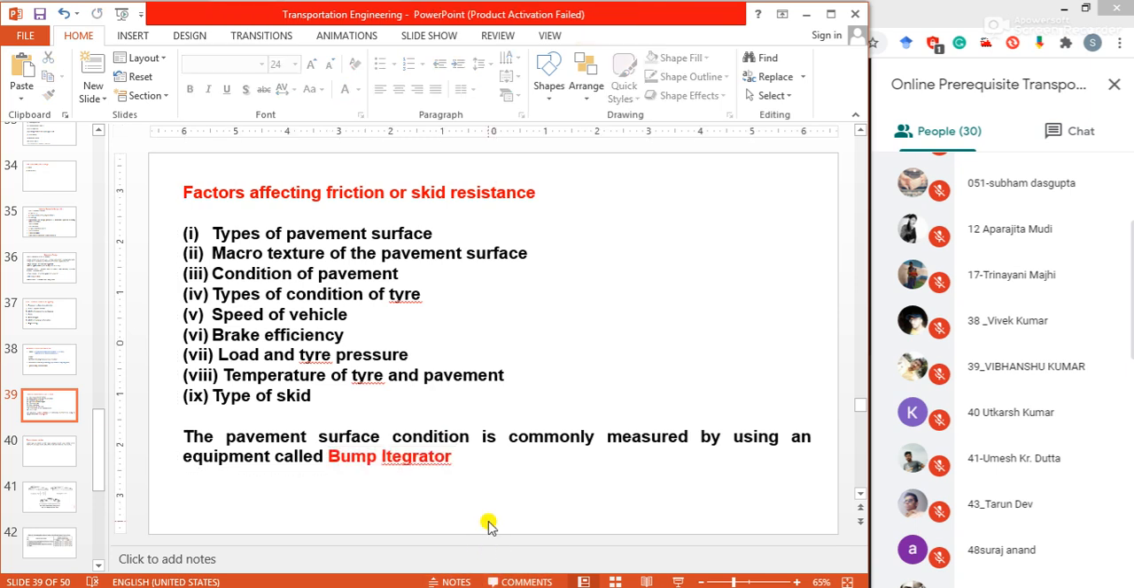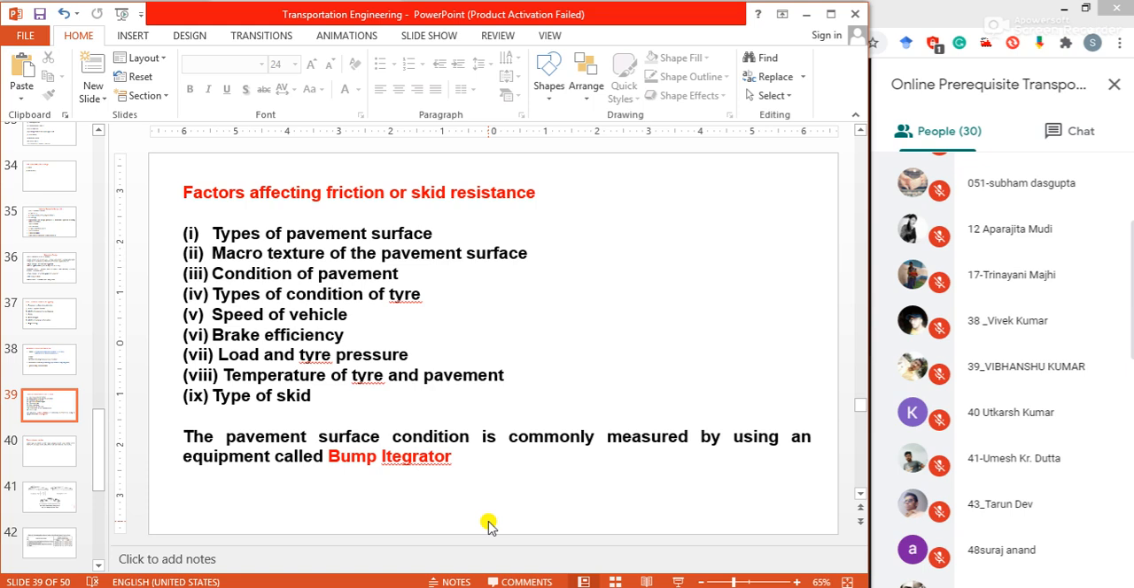The measurement is in terms of unevenness index, which is the cumulative measure of vertical undulations of the pavement surface recorded per unit horizontal length of the road. For example, unevenness index may be measured in centimeter per kilometer. It has been shown from tests that it is desirable to keep the unevenness index low, preferably less than 150 centimeter per kilometer for good pavement surface of high speed highways.